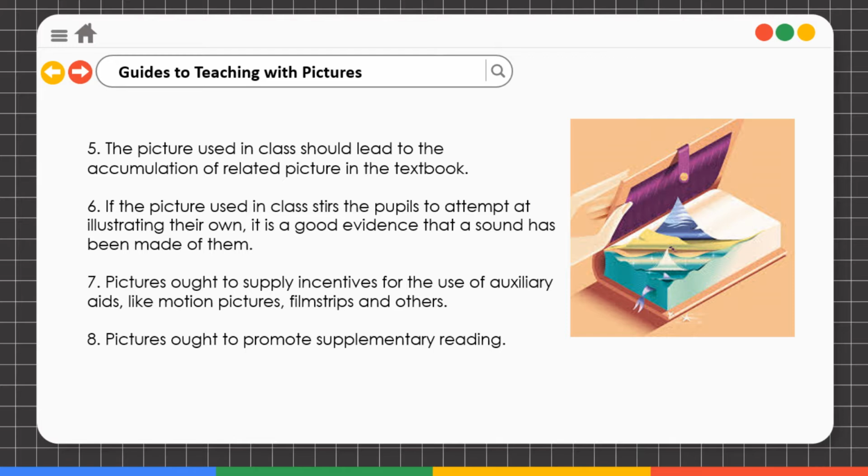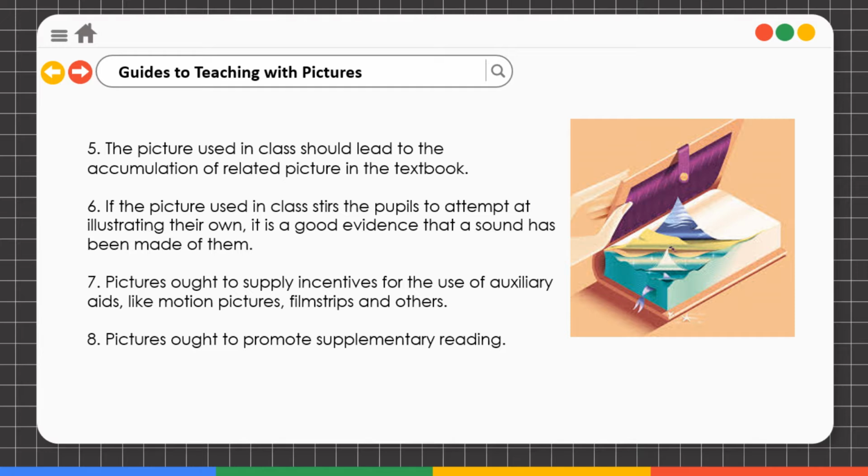Ang mga IMs tulad ng picture ay mako-consider lamang na effective if na-e-engganyo nito ang mga learners na ilarawan ang kanilang mga nakikita sa mga pictures. Halimbawa, they can describe or tell what they see and meaning of the image presented. They can share their thoughts and insights about the image using their own words. Number 7, pictures ought to supply incentives for the use of auxiliary aids like motion pictures, film strips, and others.